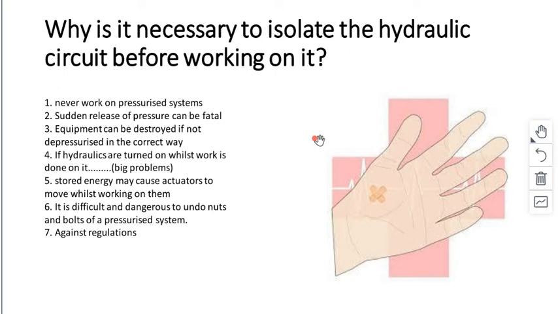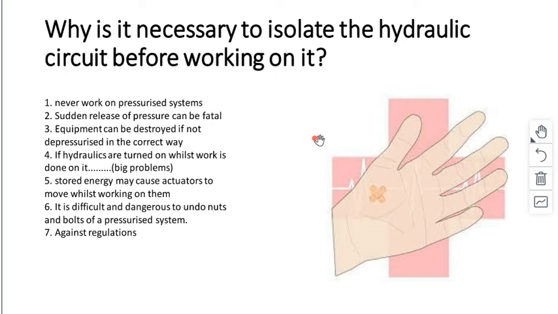And whilst you open a valve or release a valve, a press might move down, or an actuator, a lever, whatever it may be, might just come down and cause injury to you. So you have to be very careful whenever you're working on hydraulic equipment, and be alert of these potential dangers.